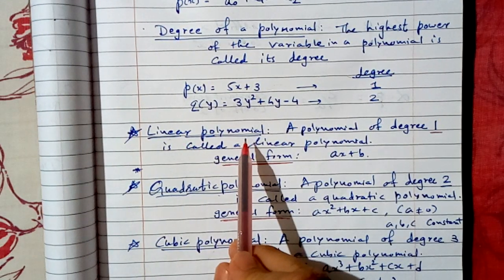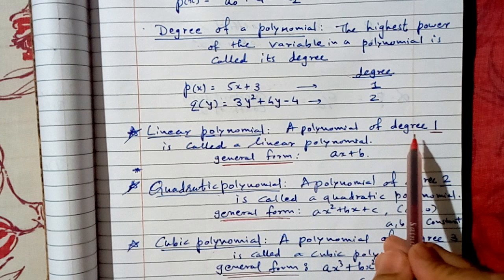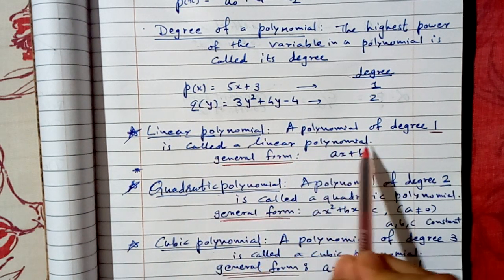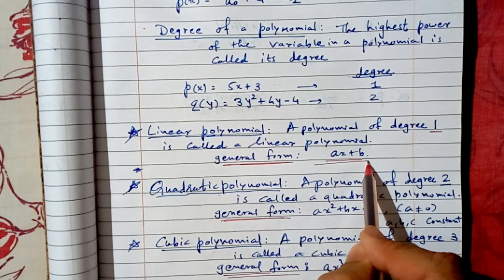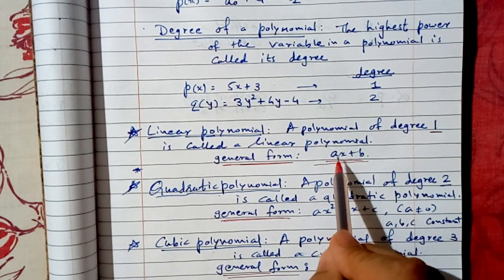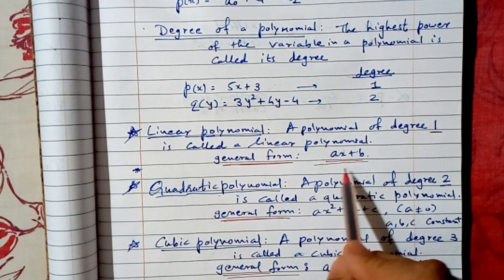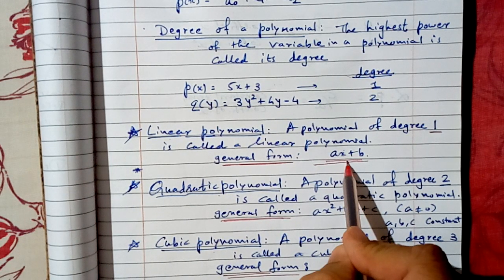Linear polynomial. A polynomial of degree 1 is called linear polynomial. Its general form is ax plus b. Here you can see x is to the power 1. So this form is said linear polynomial.